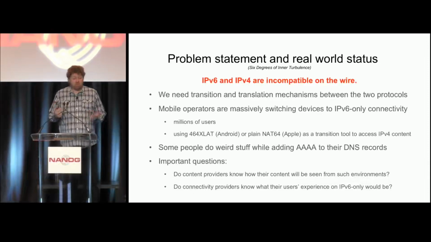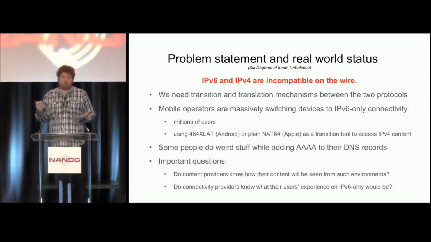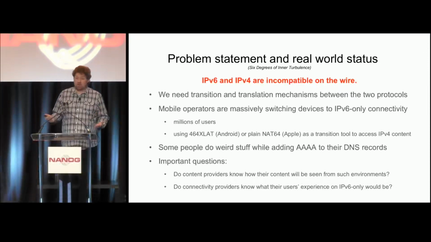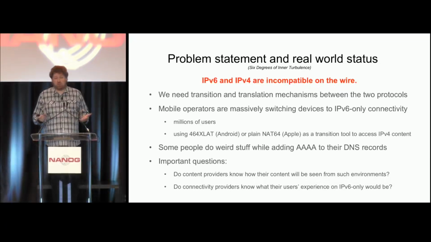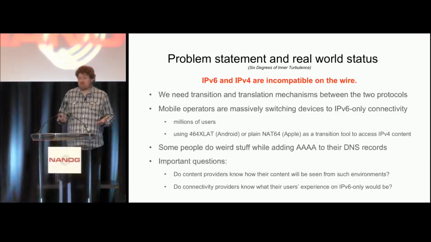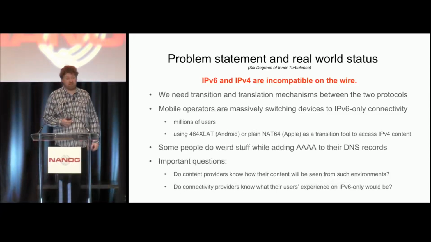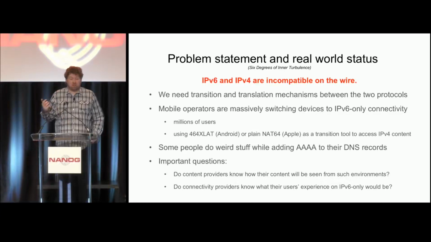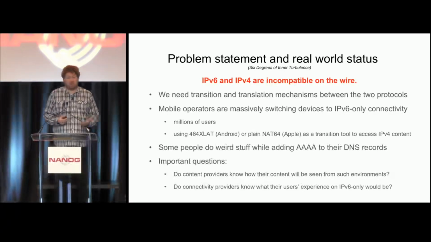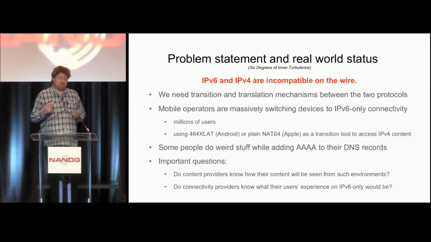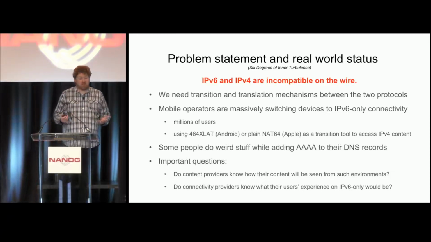So what's the problem? Two different protocols, but we see more and more networks where IPv6 only is run with NAT64. This is mostly mobile operators doing it these days. Android has 464XLAT. Apple just uses plain NAT64 detection. But some people do really strange stuff to their websites, and there are cases where things just break.